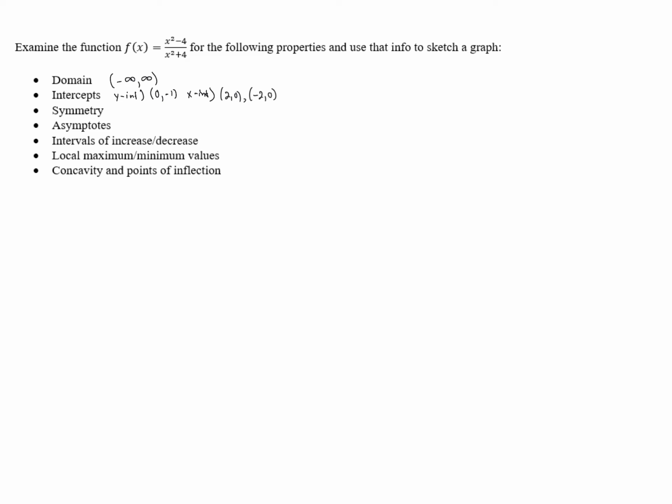As far as symmetry goes, remember this is an optional step, but symmetry does come into play here. If you plug in negative x for x, if you were to evaluate f of negative x, well, negative x squared is the same as positive x squared, because when we square it, the negative goes away. Same is true in the denominator, and so our function is going to be the same if we plug in negative x versus positive x. That means it is an even function, which means that it is symmetric about the y-axis. So we have y-axis symmetry.